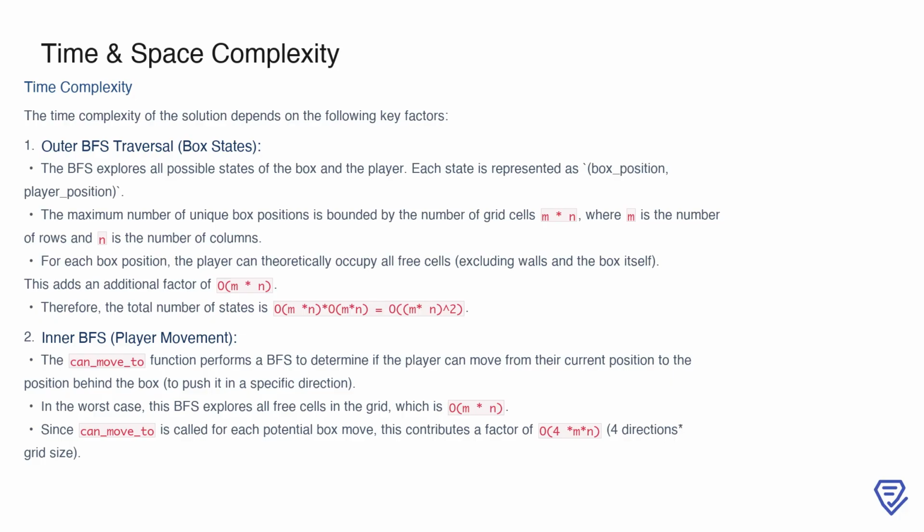Next, the inner BFS, which determines whether the player can move to a specific position to push the box, explores all accessible cells on the grid. In the worst case, this traversal is m*n. Since this check occurs for each potential box move, and there are 4 possible directions to push, the inner BFS contributes an additional factor of 4 times m*n, which simplifies to m*n when considering constants. These two components form the foundation of the time complexity analysis.